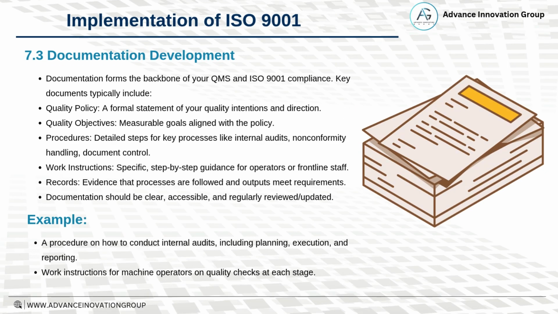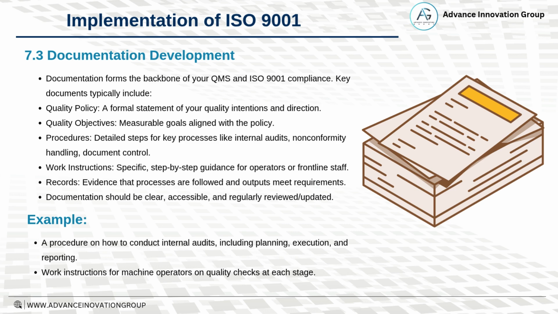7.3 Documentation Development. Documentation is the backbone of your quality management system and essential for ISO 9001 compliance. Key documents include the Quality Policy, which states the organization's quality intentions and direction, and quality objectives that are measurable goals aligned with that policy.